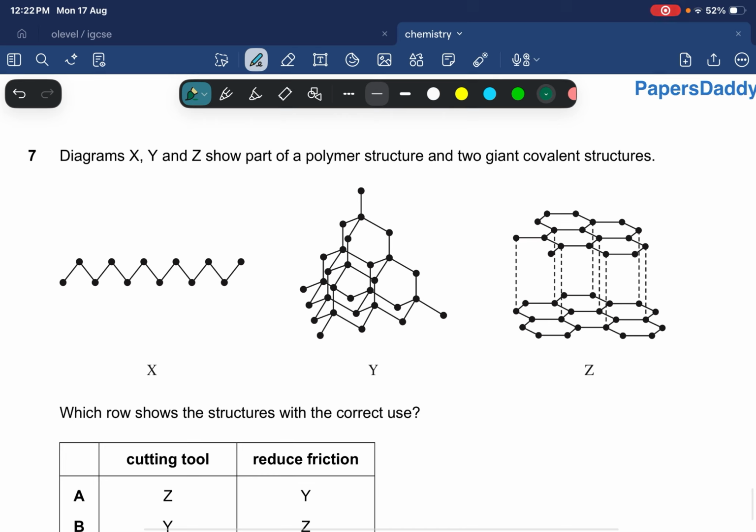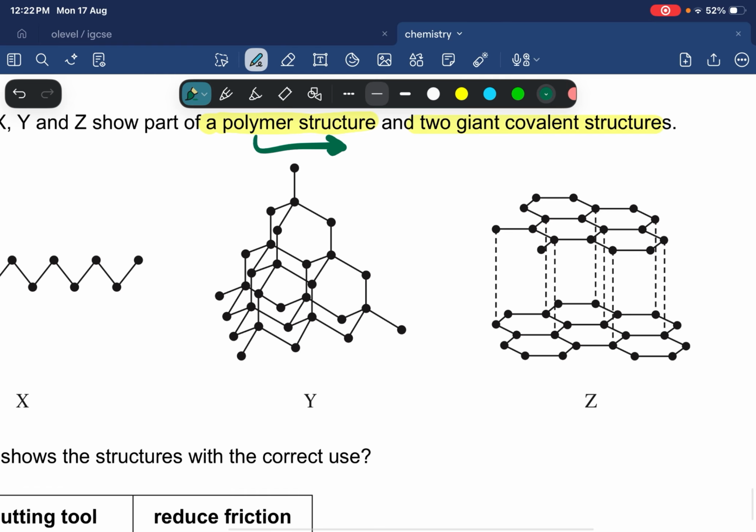Diagram XYZ shows part of a polymer structure and 2 giant covalent structures. So polymer means that there's going to be a continuity of covalent bonds, endless covalent bonds, and giant covalent structures as well means endless covalent bonds. But still, polymer structures are not specifically in your syllabus, but the giant covalent structures are. They are diamond, graphite, and SiO2, which is silicon dioxide, and that's also called your sand or mud.